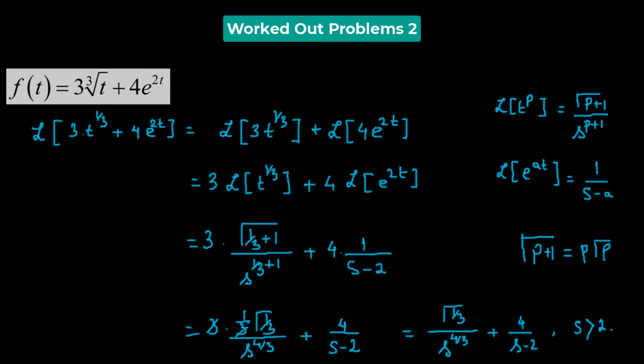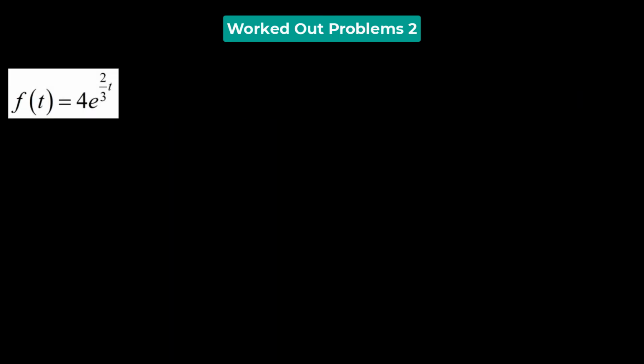Let's move on to the next question. So here we have the function f(t) equal to 4 times e raised to the power of 2/3 t. So let's find out the Laplace transform of the given function. So we have the Laplace transform of 4 times e raised to the power of 2/3 t, which will be equal to, so 4 being a constant, we can pull it out of the operator. So we have 4 times the Laplace transform of e raised to the power of 2/3 t.